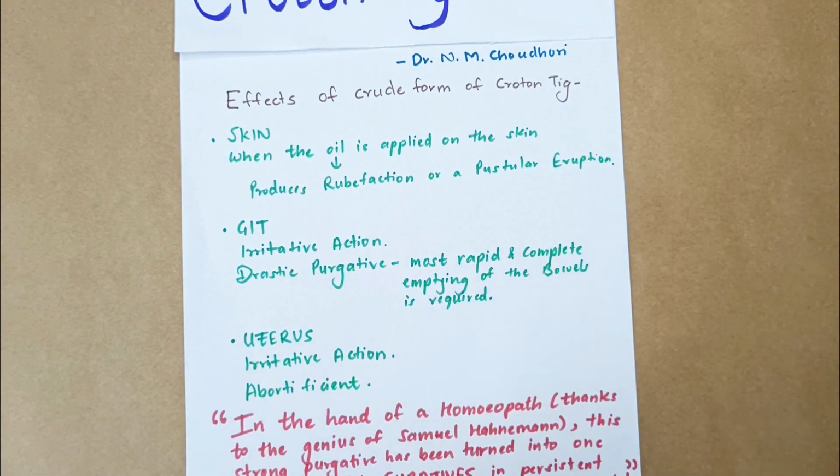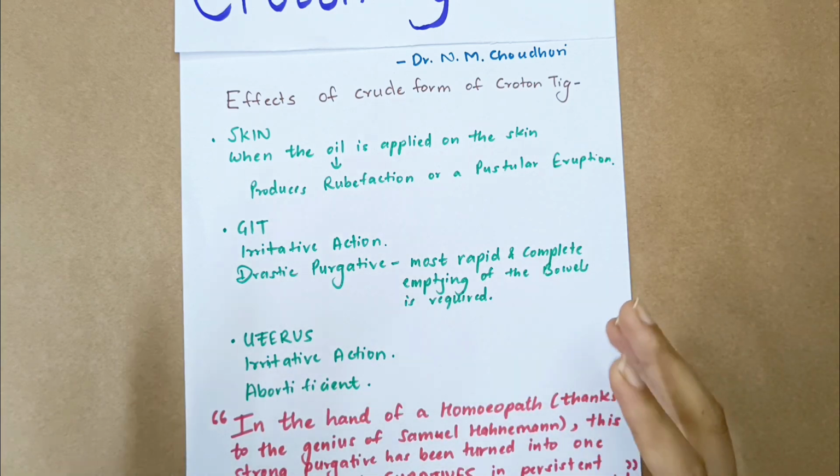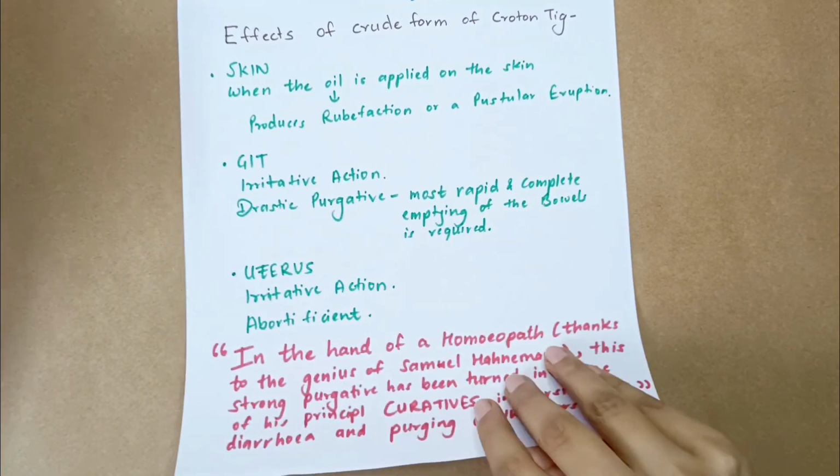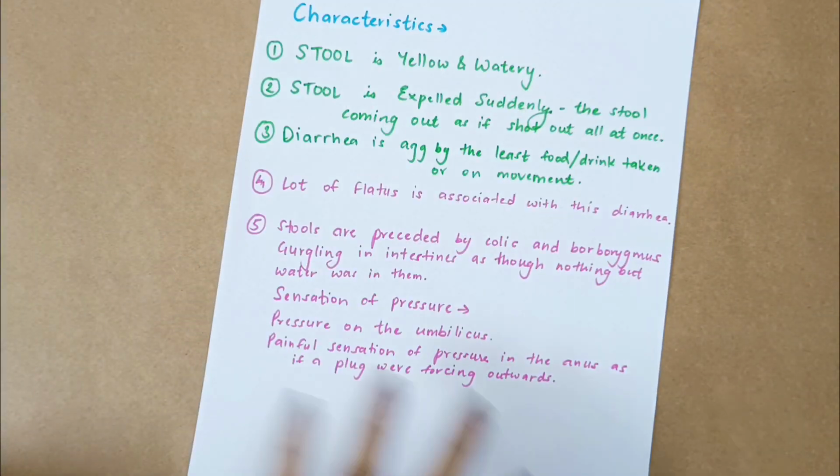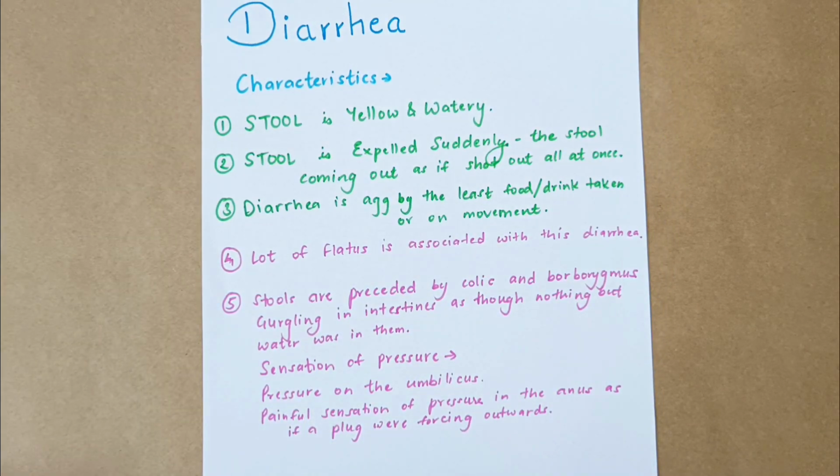Further, he talks about the diarrhea of Croton Tig, which forms the most important part of this remedy. So let's go ahead and talk about that. In Croton Tig diarrhea, Dr. N.M. Choudhuri says that there are three very, very important points that we find.